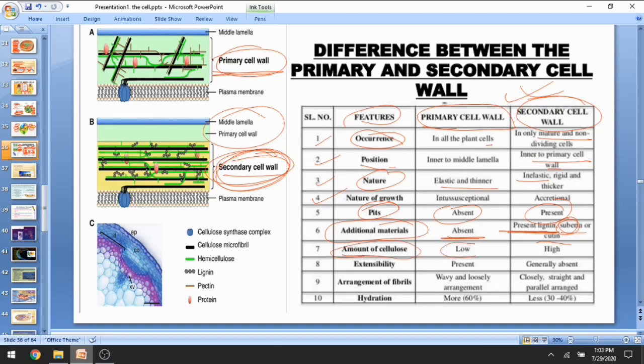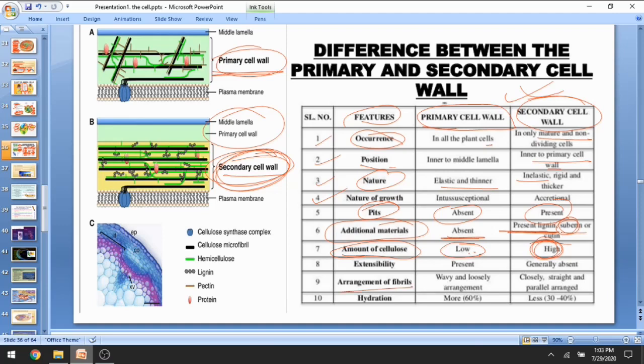Now, as the amount of cellulose increases, it becomes harder. So if cellulose is a lower percentage in the primary cell wall, that means it is elastic, but as soon as the percentage increases, it matures. After maturation of the primary cell wall, the amount of cellulose increases, and with a higher cellulose amount, it becomes the secondary cell wall. Extensibility, there is presence of extensibility in the primary wall but generally absent in the secondary cell wall, it never extends.